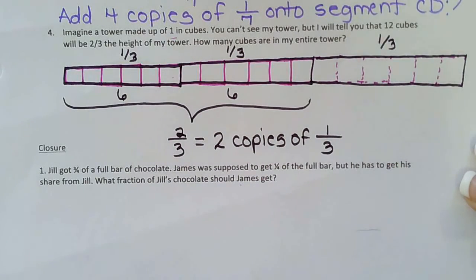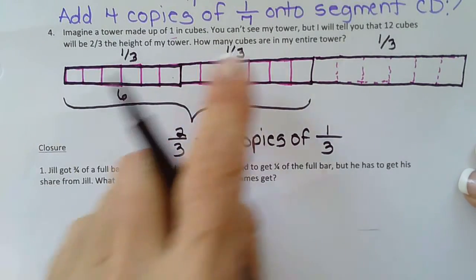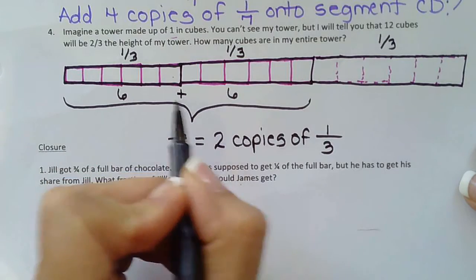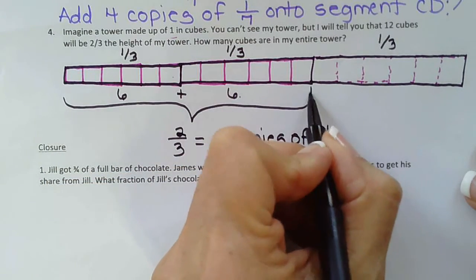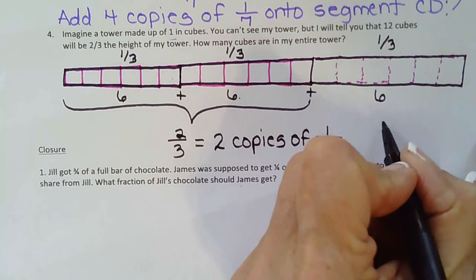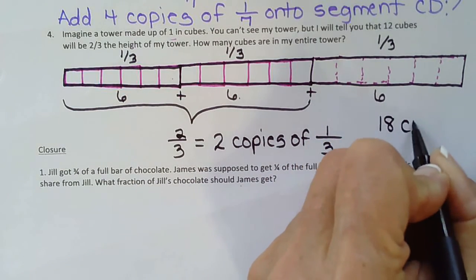So this whole thing is our tower. And they're saying how many cubes will be in our tower? Well, 6 plus 6 plus 6. So our whole tower will be 18 cubes.